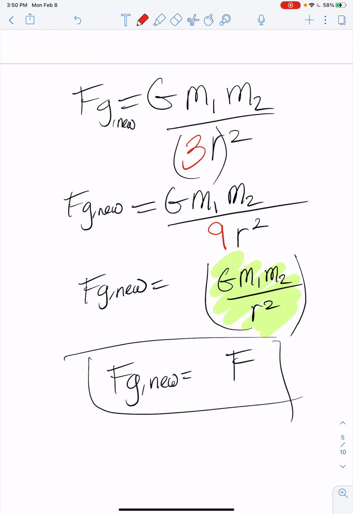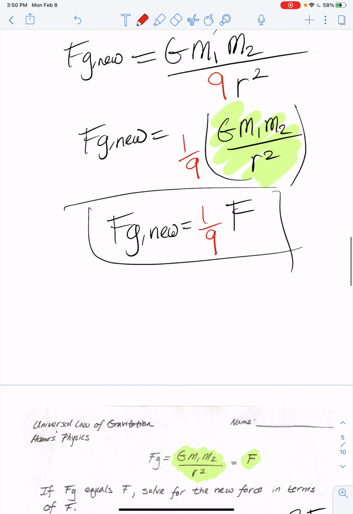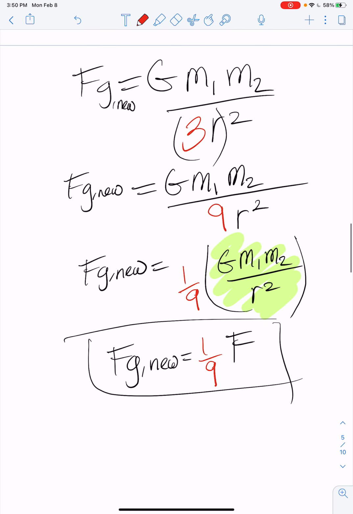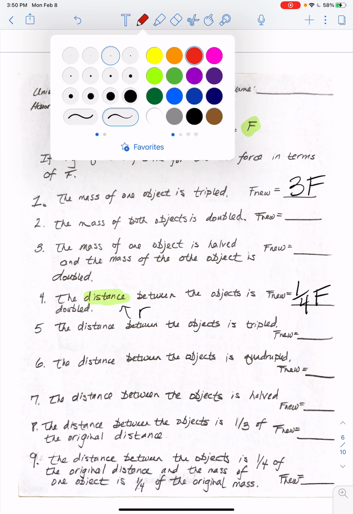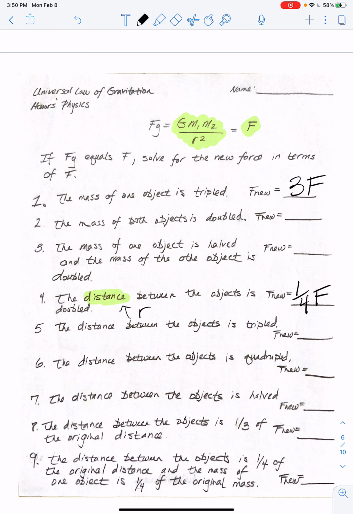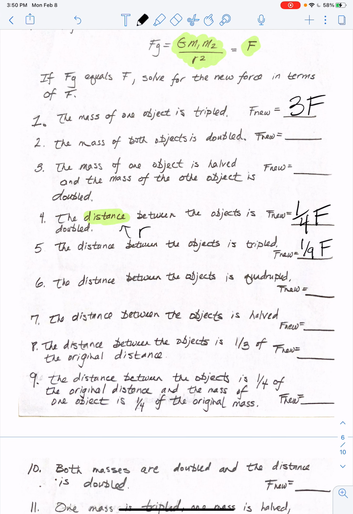The r gets squared. The 9 comes out in front, but it's on the bottom, so it's 1/9, and we end up with 1/9 F is what we're saying here. So hopefully you can see all that, and it's not cut off by the screen at all. Anyways, down here, I'm going to go ahead and write 1/9 F. Okay. And I'll let you do the next one, number 6.